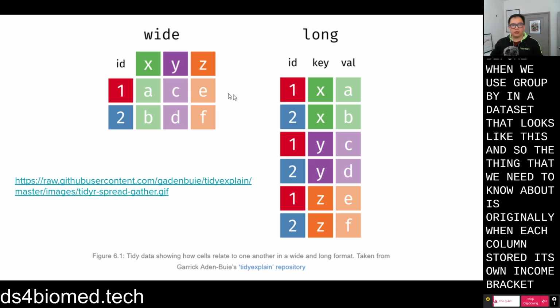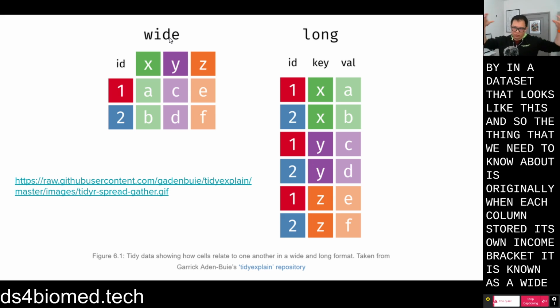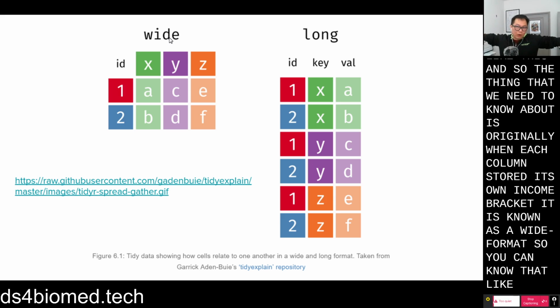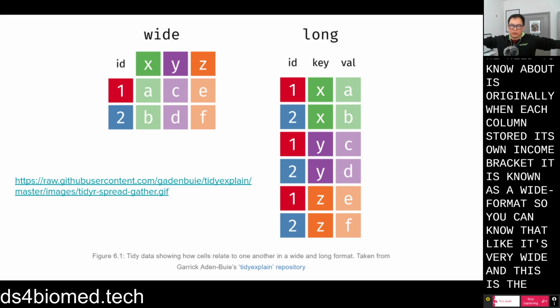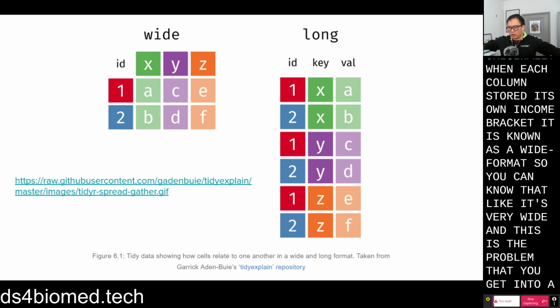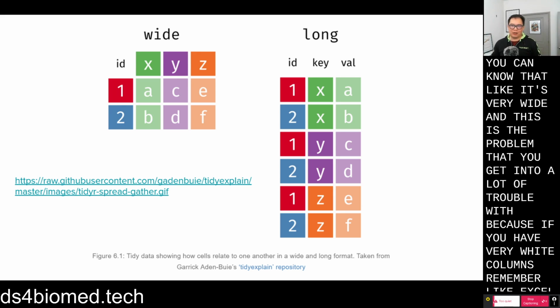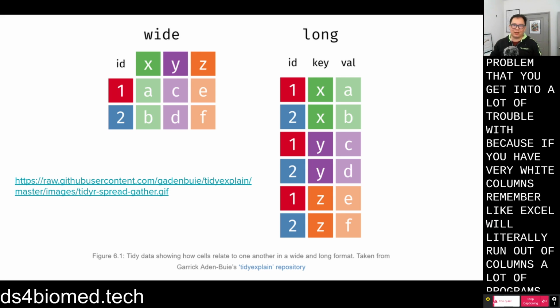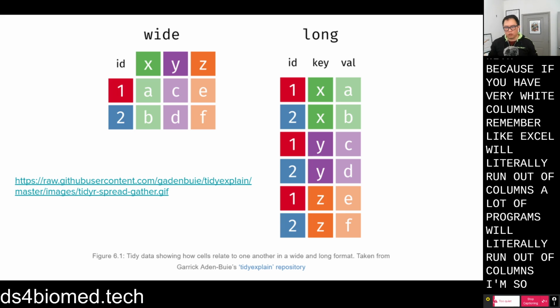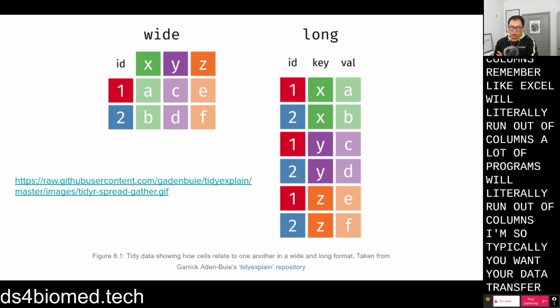The thing that we need to know about is that originally, when each column stored its own income bracket, it is known as a wide format. So you can know that it's very wide. And this is the problem that you get into a lot of trouble with, because if you have very wide columns, remember Excel will literally run out of columns. A lot of programs will literally run out of columns. So typically you want your data transformed into long.